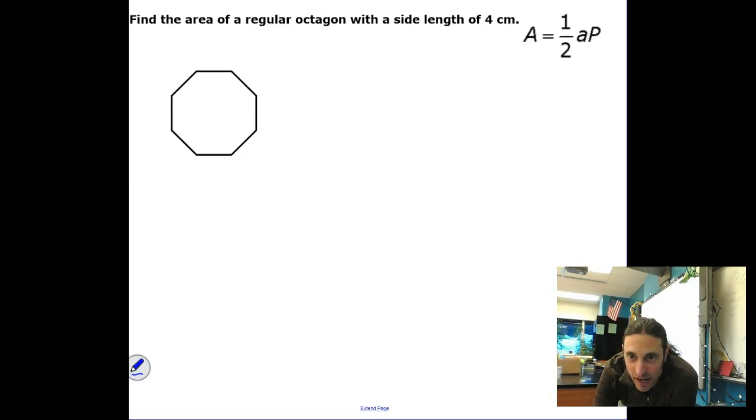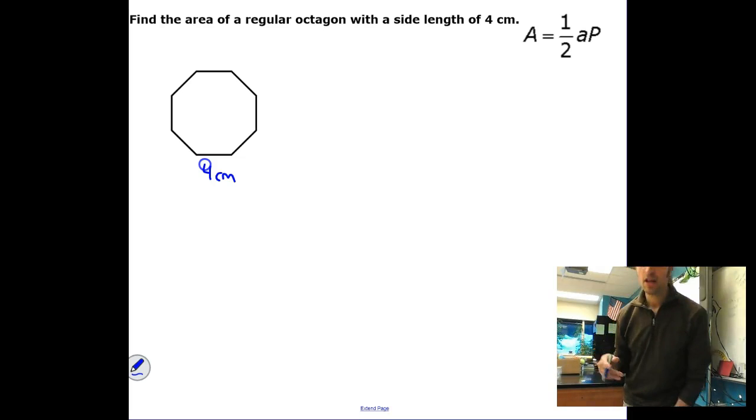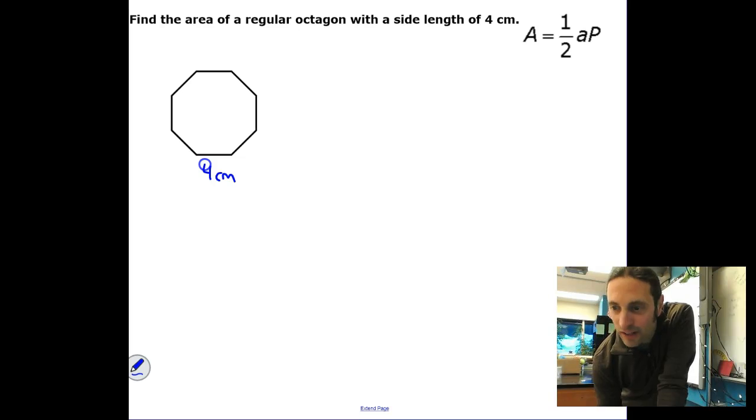So what in the world does that look like? Well, it looks like this. It says, find the area of a regular octagon with a side length of 4 centimeters. What that means is this is 4 centimeters, and all the way around is 4 centimeters. What I don't know is the apothem. And so this is where all these steps come into play.